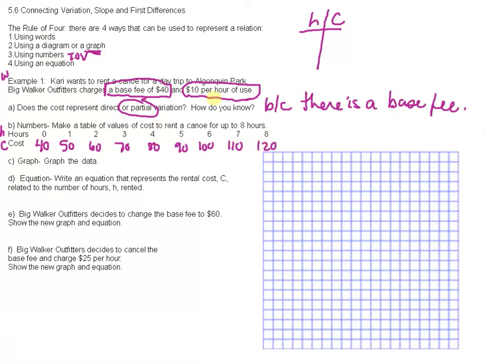Okay, so just remember, if you want to use that patterning way, don't start at 0, because the cost doesn't start at 0. The cost starts at 40. Therefore, pattern by tens, but start at the number 40.